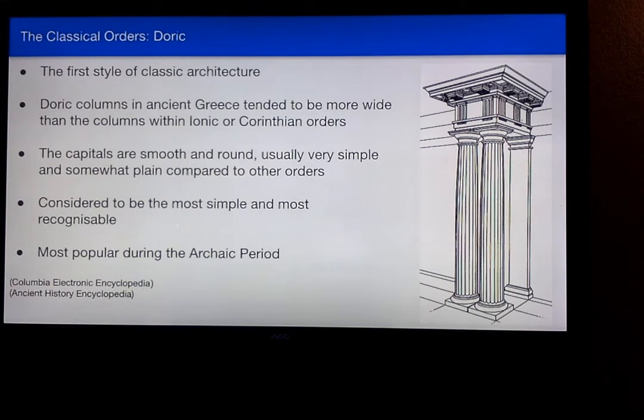The first of the orders is the Doric. This is the first style of classic architecture. Doric columns often tend to be more wide than the columns within the Ionic or the Corinthian orders. These capitals are smooth and round and are usually quite simple and plain compared to the other two orders. It's considered to be the most recognizable of the three, and it's the most popular during the Archaic period.